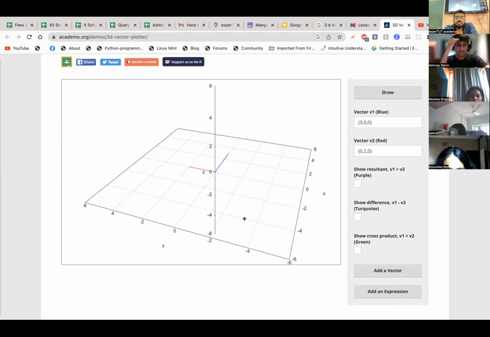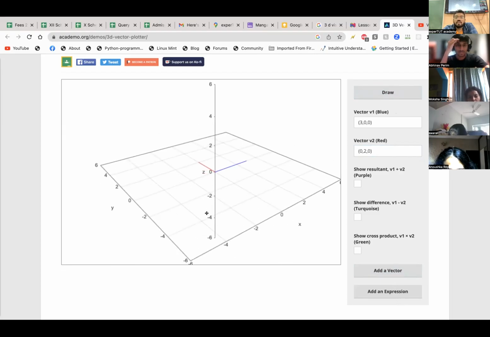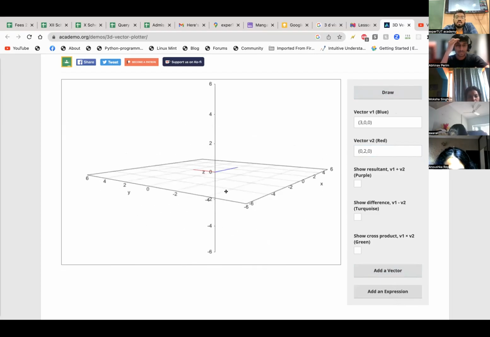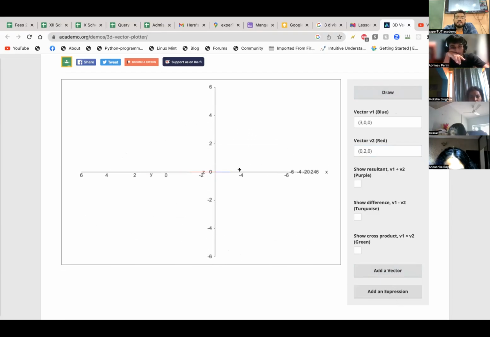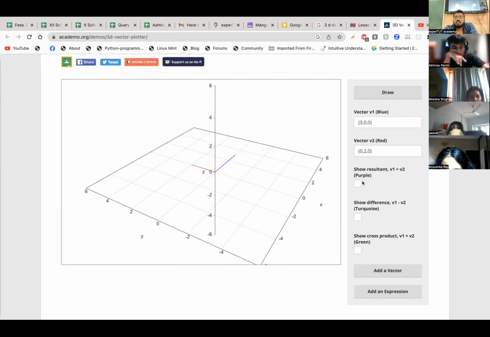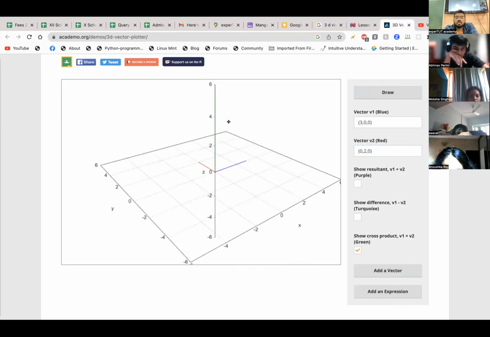The blue vector is the x axis, okay? Yeah. The red vector is the y axis. Can you see the y axis? Now, if you want to see the cross product, see, this is, so the cross product is like that.